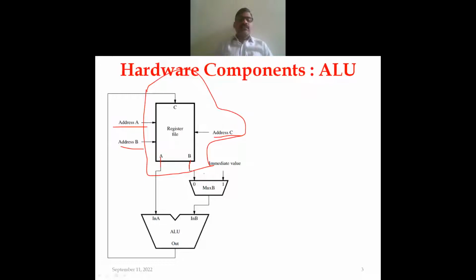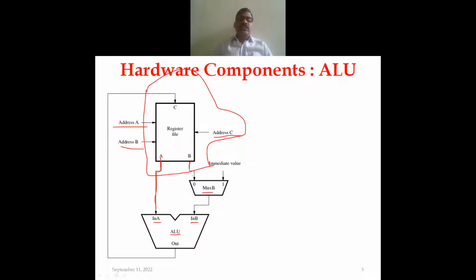So the register file outputs get connected to the arithmetic logic unit. Here, in A is the input A and in B is input B to this arithmetic logic unit. How are they connected? The input in A is the output of register file A, which is connected to this input of the arithmetic logic unit, and the output of register file B is connected to a multiplexer, mux B.